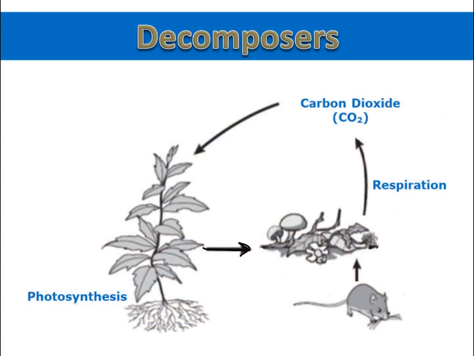When plants and animals die, decomposers break down the dead tissues to get energy from the organic compounds that are found inside these dead organisms. Decomposers release the energy found inside these organic compounds through the process of respiration. And this returns the carbon from these organic compounds back into the atmosphere in the form of carbon dioxide.